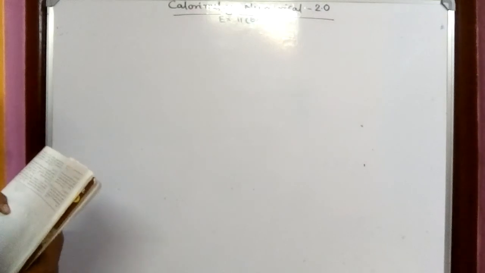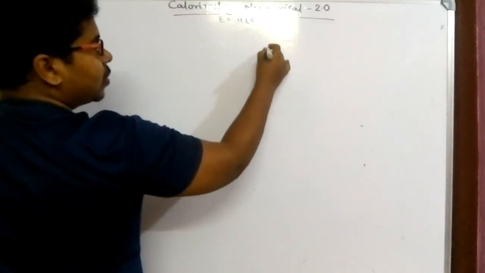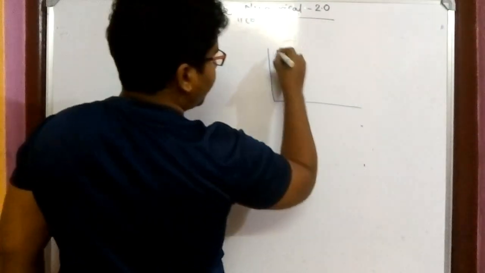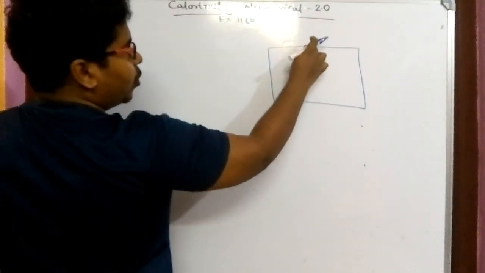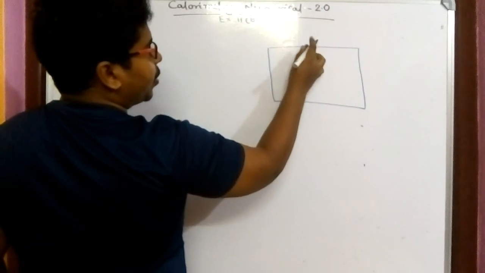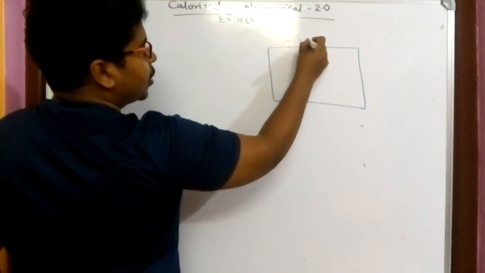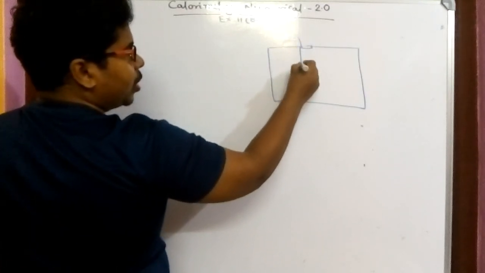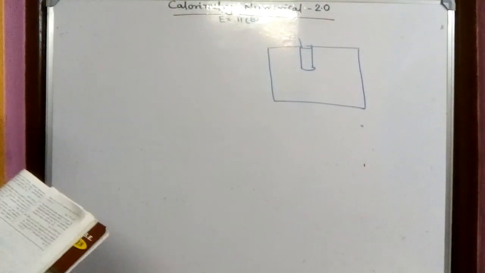What it is told? It is told 2 kg of ice melts when water of 100 degrees centigrade is poured in a hole drilled in a block of ice. Try to understand the story. Assume it is a block of ice. Here one hole is made. Okay, and in that hole some amount of hot water is poured. So due to the hot water, some of the ice will melt. Okay, so how much ice will melt?